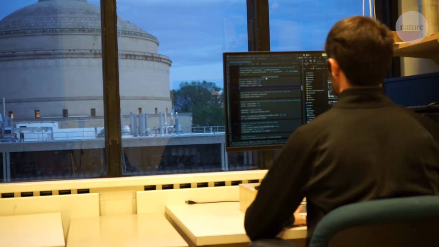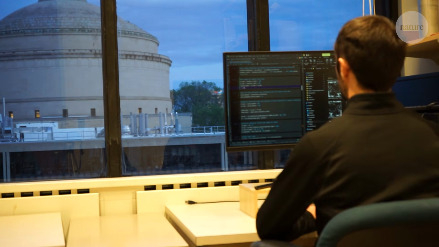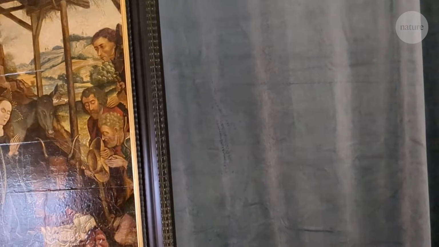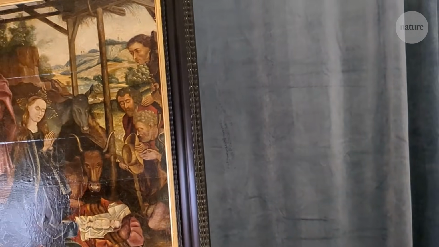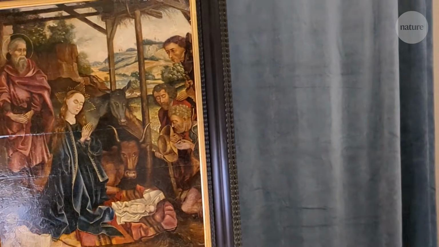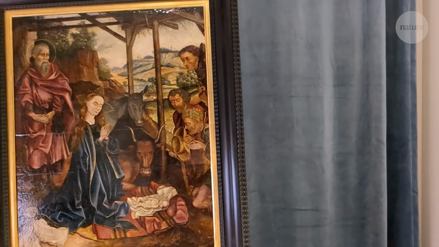So around 4 years ago, I sought out to try and demonstrate the translation of digital restoration to physical restoration of paintings. And I sought out and bought a very damaged 15th century piece, and that was the piece that was used in the study.